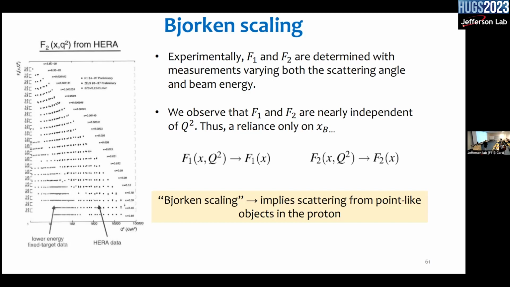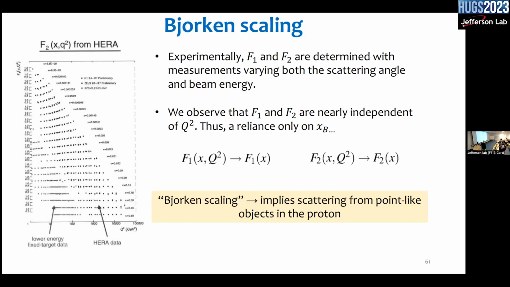So you can plot the F2 structure function. This is all for different slices of X, which is probably impossible for you guys to read from the back of the room, but largest X is at the bottom, that's 0.65, and then it goes up to e to the -5 at the top, okay? So you can see that these are pretty flat, okay? So this is Bjorken scaling.